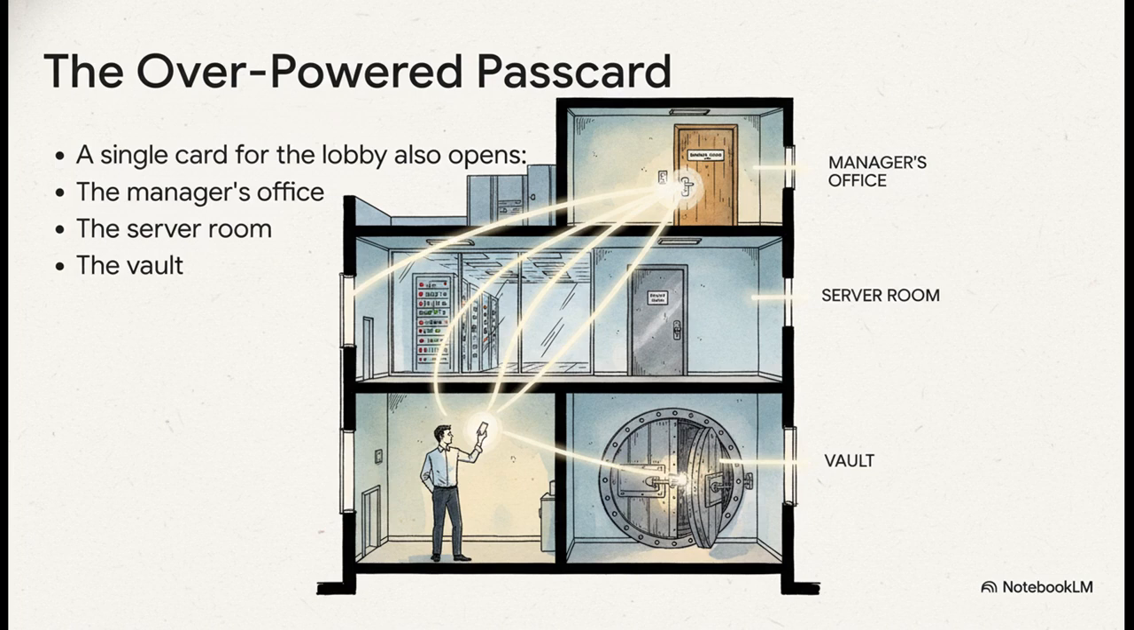Here's a great way to think about it. Imagine you give someone a key card that's supposed to get them into the lobby, but whoops, it also happens to unlock the manager's office and the server room and even the vault. See, the person didn't have to pick a lock or break a window. The system just let them in. The login was fine, the permissions were broken.